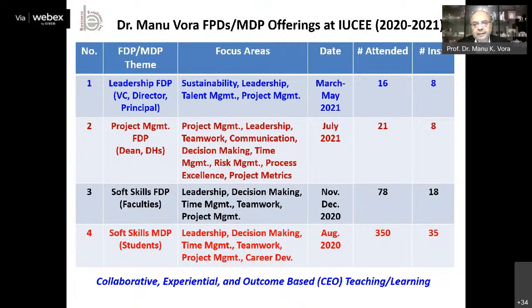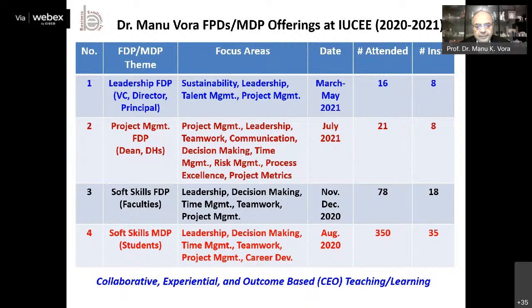Now, under the IUCE umbrella, from summer 2020 through 2021, I delivered the leadership FDP at the Vice Chancellor, Director, and Principal level. 16 were chosen and volunteered to join the program out of 8 institutes across 4 states of India. And they learned about sustainability, leadership, talent management, project management, Baldrige, community service, etc. Then a project management FDP was delivered to deans and department heads in July 2021. And 21 faculties attended from 8 institutes across 10 states in India. And they learned about project management, leadership, teamwork, communication, decision making, time management, risk management, process excellence, and project metrics.